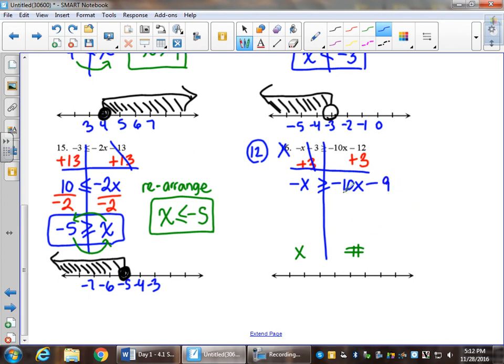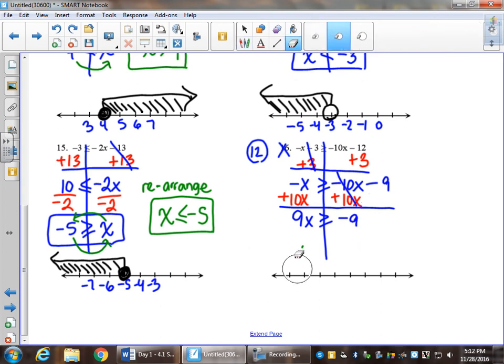On this side, I just want numbers, so this negative 10x can't stay. We'll add 10x to both sides. Negative x plus 10x is a 9x, greater than or equal to negative 9. That's gone. And we're super close to being done. My last step would be to divide by 9. X is greater than or equal to negative 1.